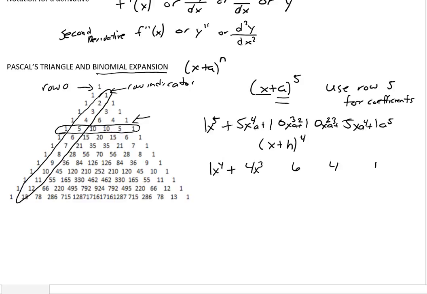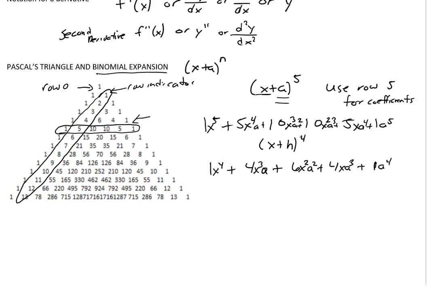So I have x to the 4th. Now I have x to the 3rd. I need a to the 1st power, because 3 plus 1 is 4, and as x goes down, a is going to go up. So a, and then a squared, and then 4, this would be x to the 1st, and then a goes up again to the 3rd, plus 1, a to the 4th power. That is binomial expansion. We're going to use that in our next example here.